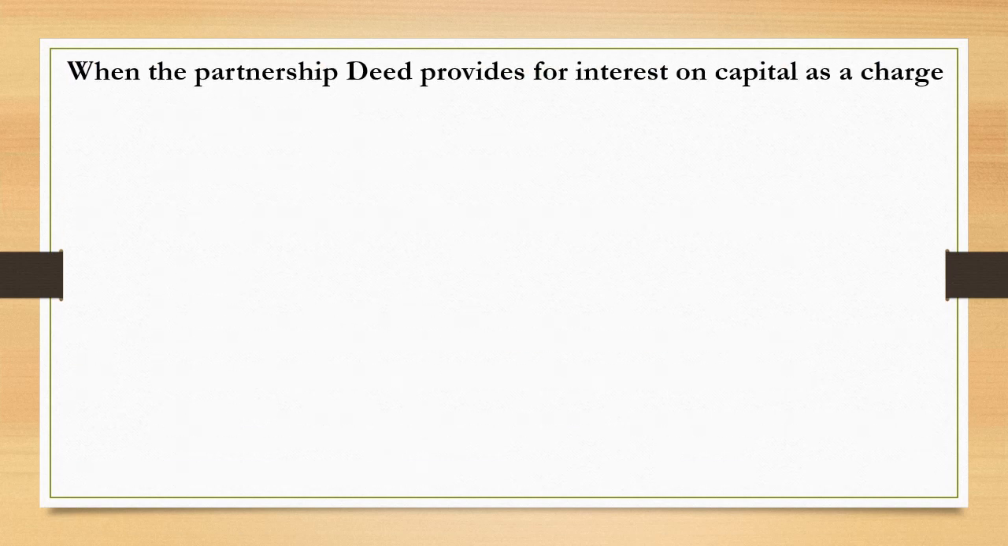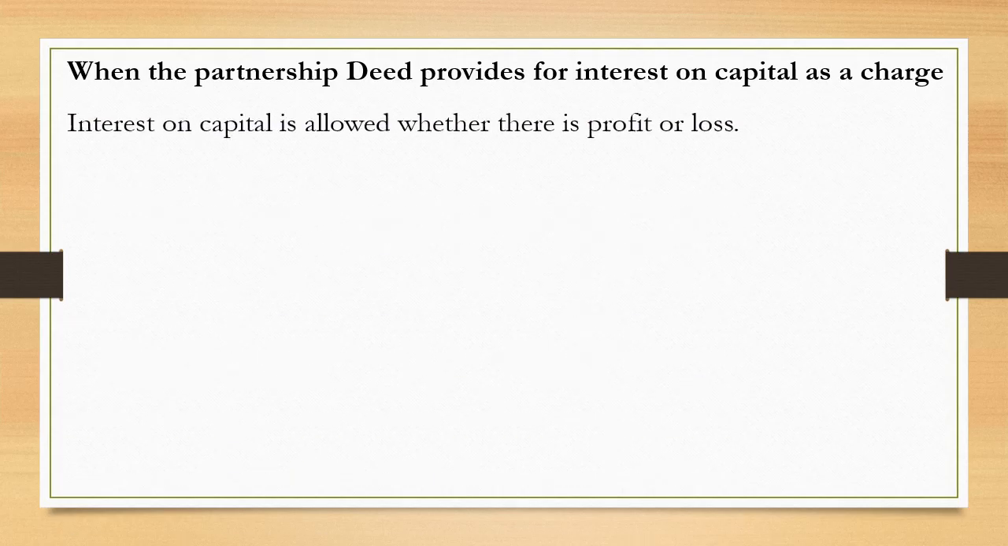When the partnership deed provides for interest on capital as a charge, it means interest on capital is treated as a charge against profit. We very well know that any amount which is a charge against profit has to be provided for even if the firm incurs a loss, and a charge against profit has to go to the profit and loss account. Interest on capital is allowed whether there is a profit or loss.